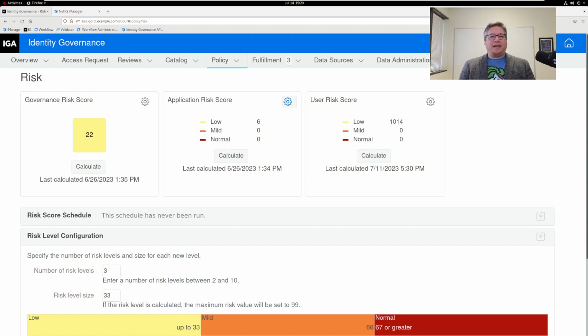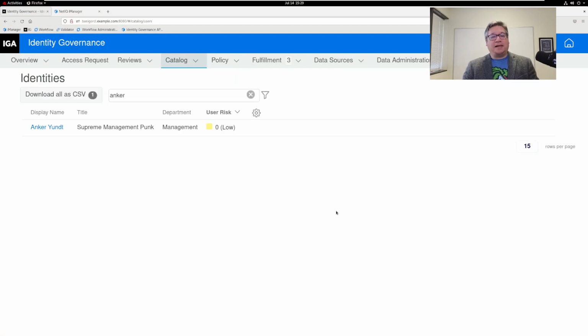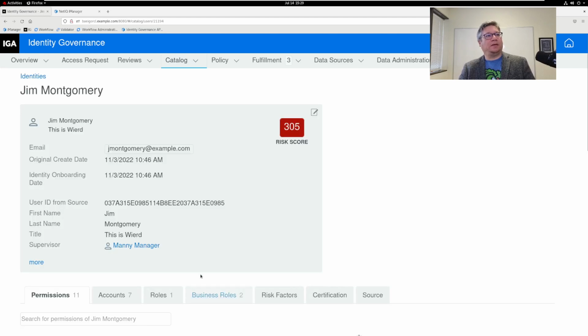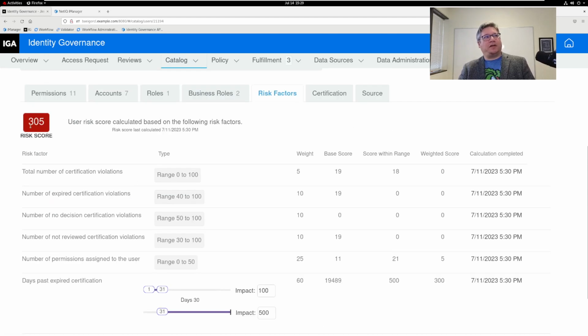Let's look at an example of how you might use this. If we look at identities in our catalog, you can see exactly how the score was calculated. Looking at risk factors, my particular user account here, this test account, has a 305 score, which is way above our total. But you can see all the weighted components and those risk factors that all add up and the calculations that were done to generate this number.